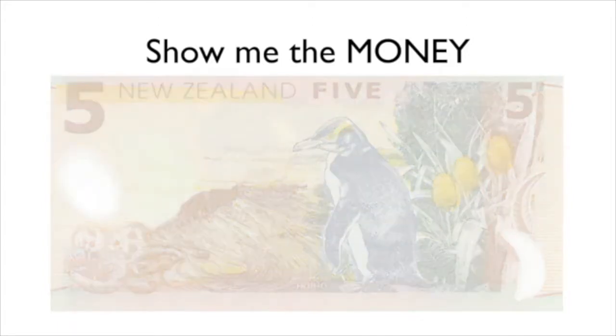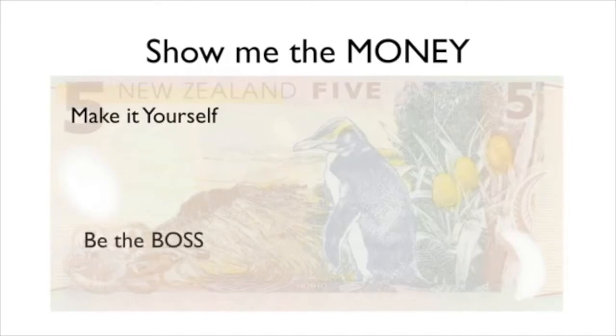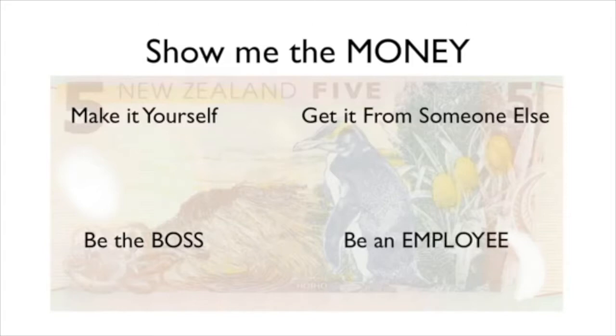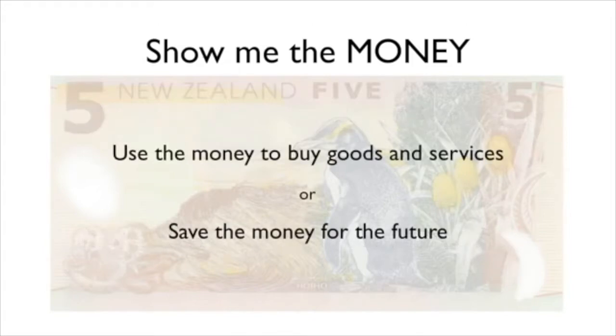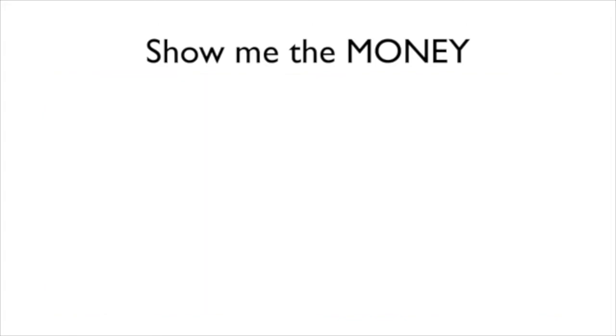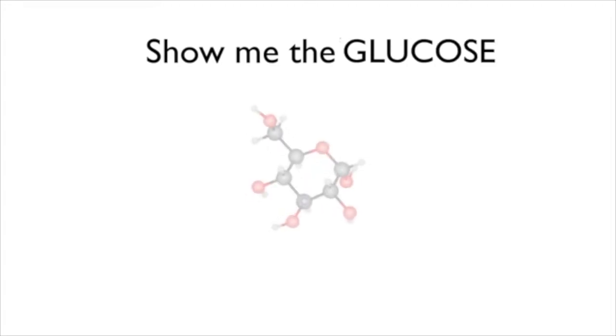Now, your options for getting money, you can either make it yourself, be the boss, or you can get it from someone else and be an employee. Okay, you're going to use this money, of course, to buy goods and services, or you can save it for the future. Now, of course, when we talk about cells, we're not talking about money, we're talking about glucose.